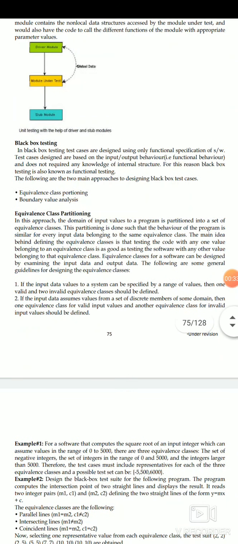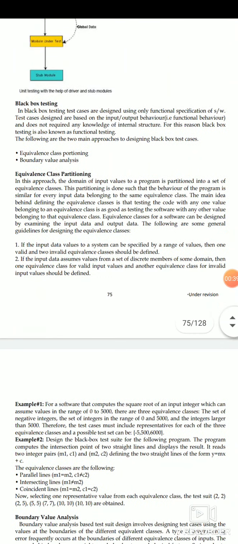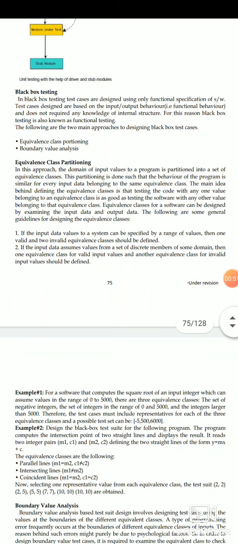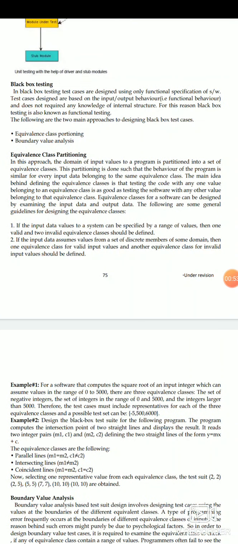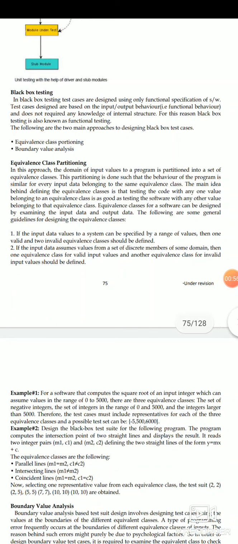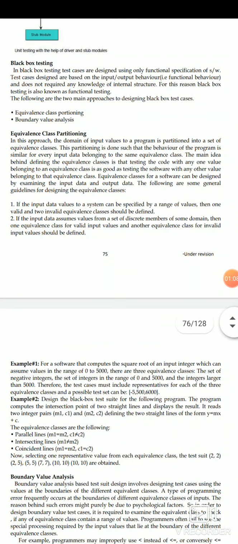Now, black box testing can be divided into two main classifications. One is equivalence class partitioning, and one is boundary value analysis. What is there with equivalence class partitioning? In this approach, the input is partitioned in such a way that instead of testing the software with all the values, we'll be partitioning the inputs in the form of classes. That means instead of using 1000 values, we'll be using only some values which will be equivalent to testing the whole software with those particular values.